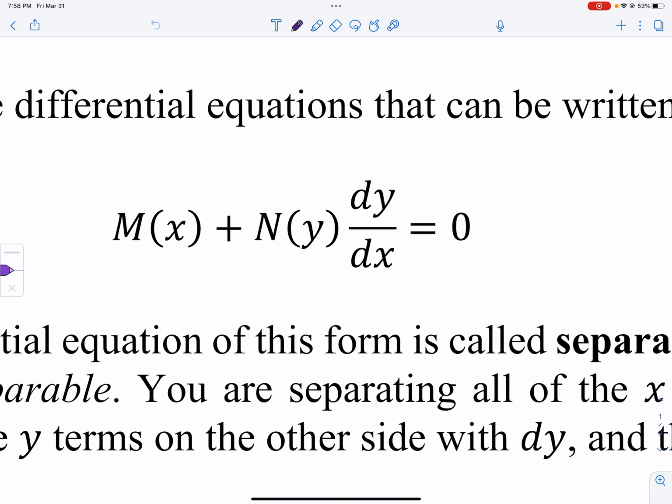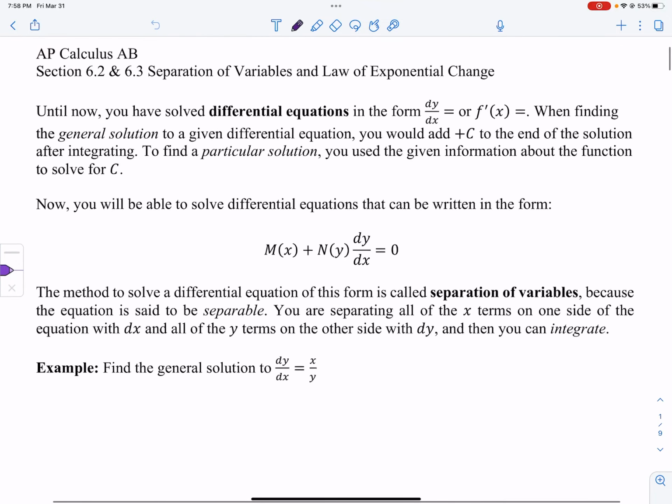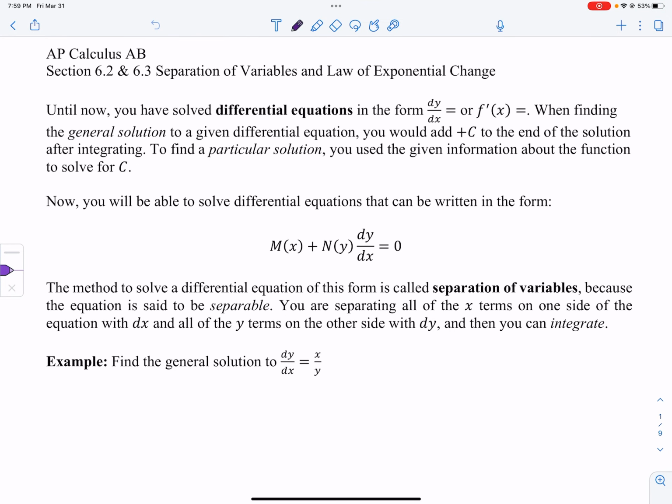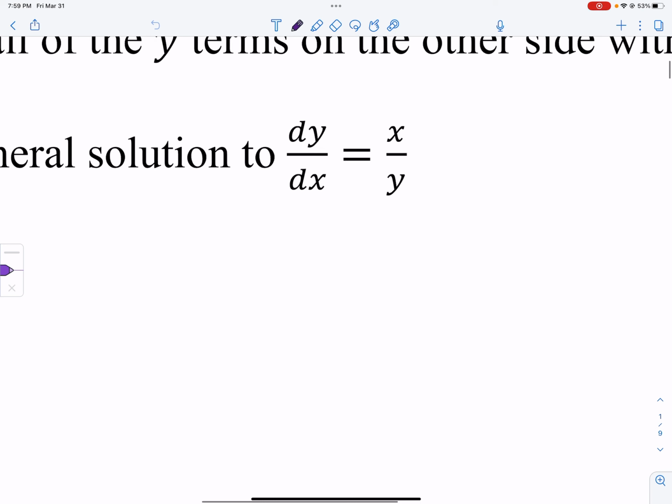So m of x plus n of y times dy over dx equals 0 can be solved by a method called separation of variables. And it's called separation of variables because it involves getting all the x variables on one side of the equation with dx and all of the y variables on the other side of the equation with dy. And then we integrate. So we're going to find the general solution to this differential equation, and this is a separable differential equation, because we are able to get y and dy on one side of the equation and x and dx on the other side of the equation.